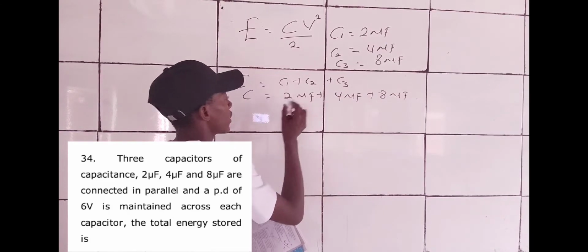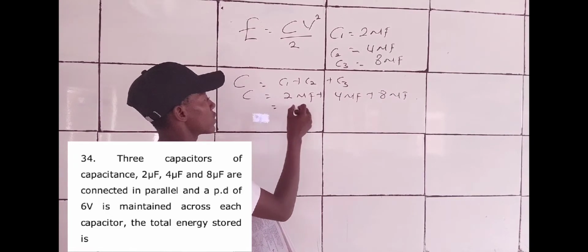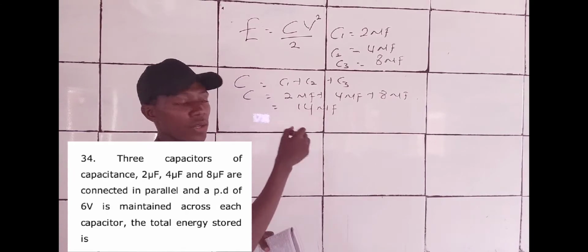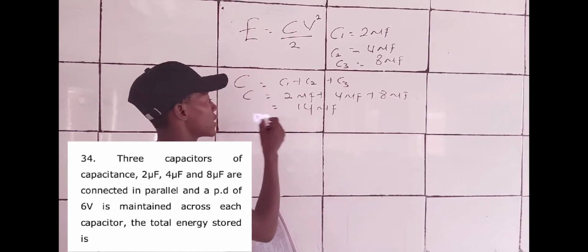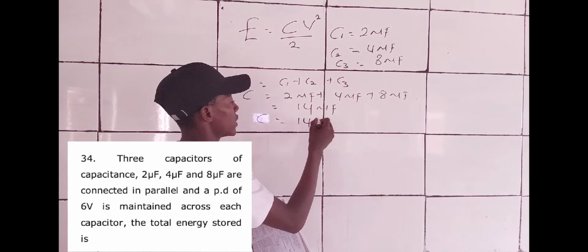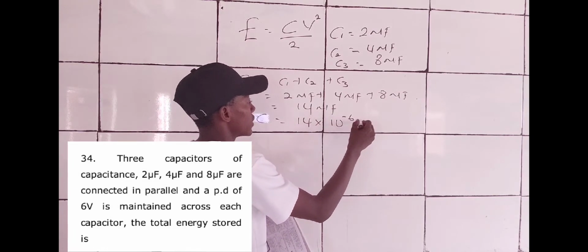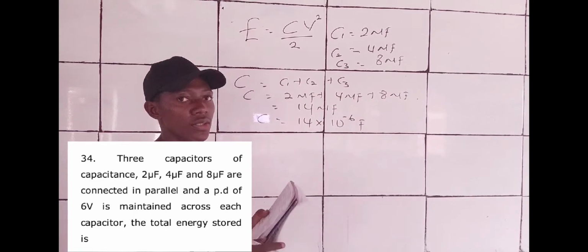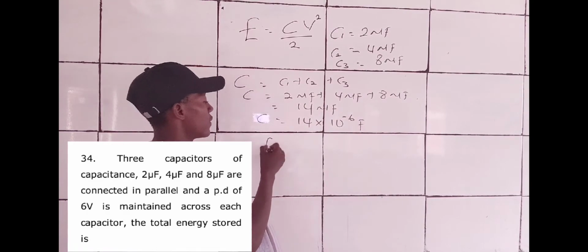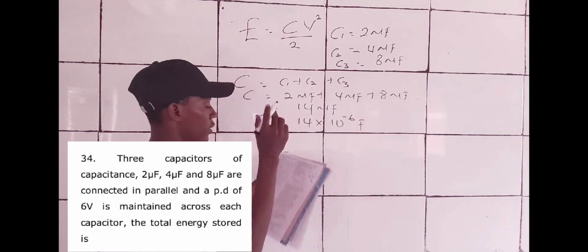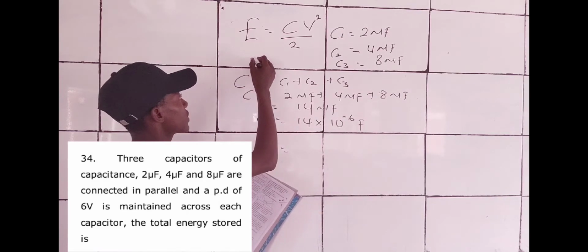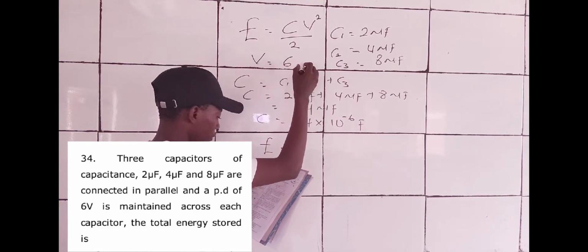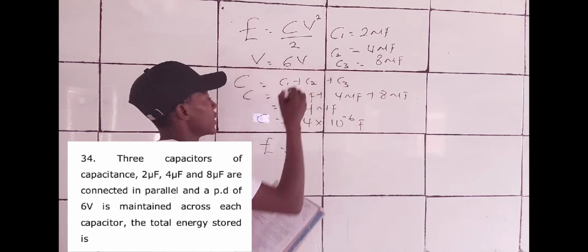If I add all this together, 2 plus 4 is 6, plus 8 is 14 microfarad, and the symbol micro stands for 10 to the power of negative 6. So C is 14 times 10 to the power of negative 6 farad. Now we're asked to calculate the energy that is stored. The potential difference was given to us in the question, that is V is equal to 6 volts.